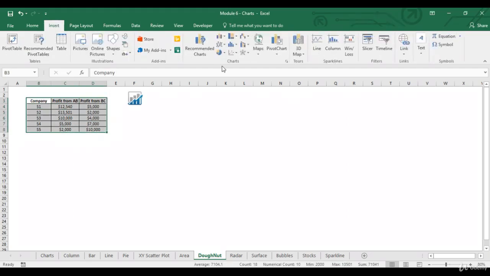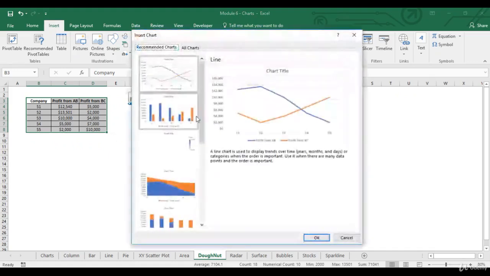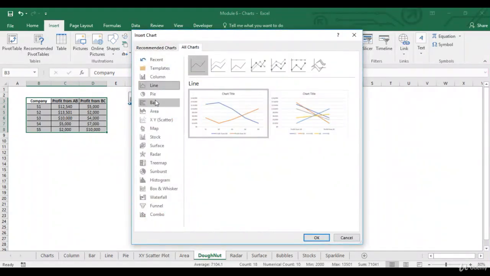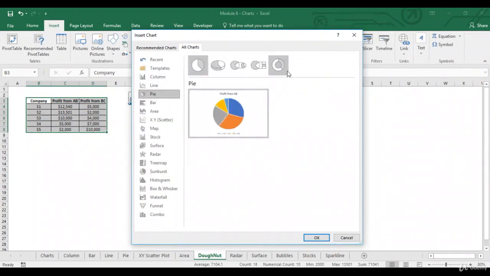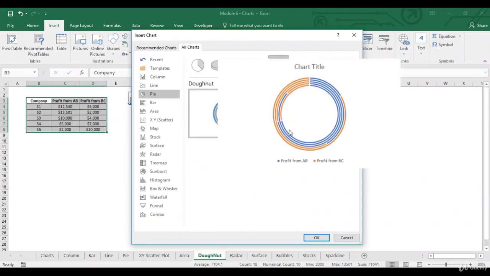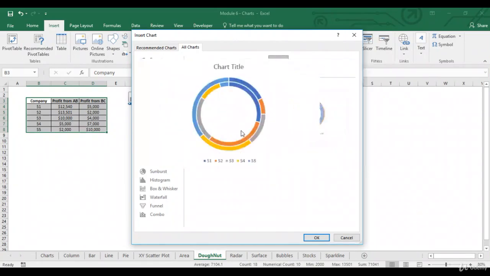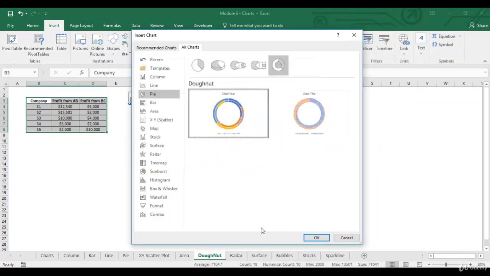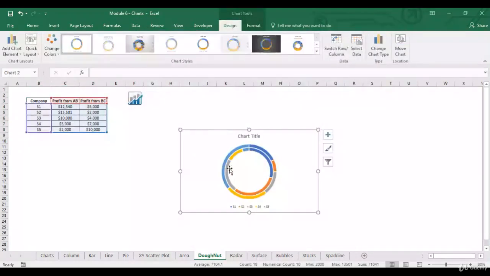I'll go to insert, recommended charts, all charts. I'll go to pie, and in pie I've got donut. I'll select on donut. It will give me two options over here, profit from AB, profit from BC, but this one is more suitable to what I want right now. So I'll click on it and I'll click on OK.